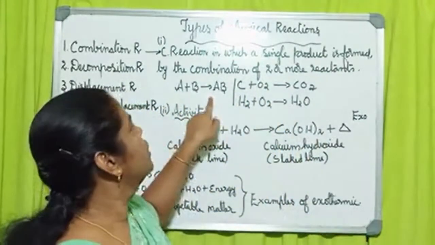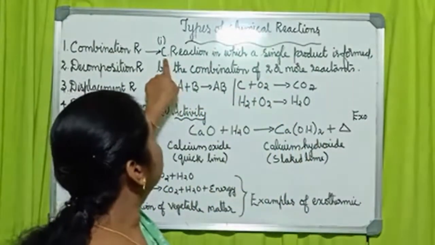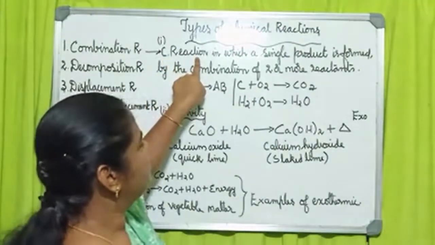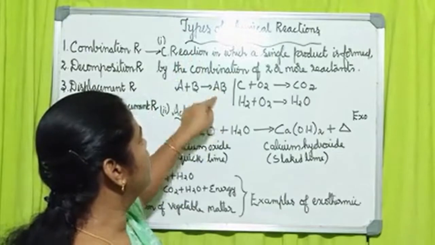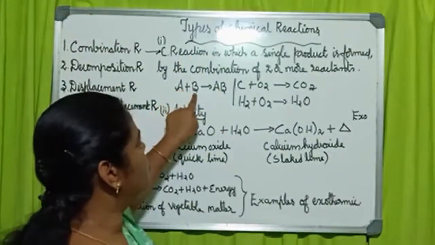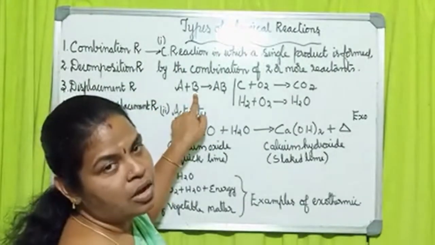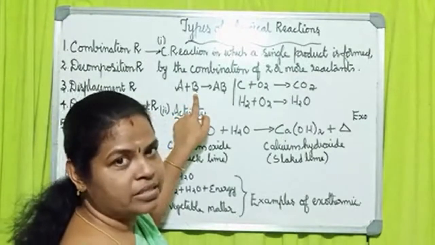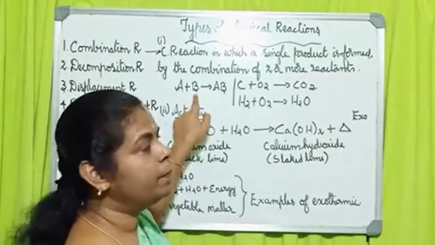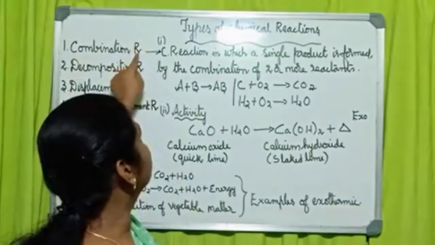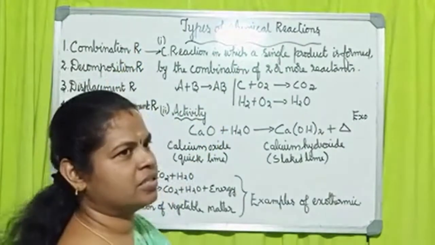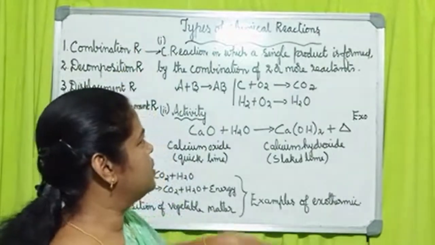Okay? Now, you read this. Chemical reaction is a reaction in which a single product is formed by the combination of 2 or more reactants, or 2 or more reactants combine together to form a single product. This is called as which reaction? Combination reaction. We'll see some examples.